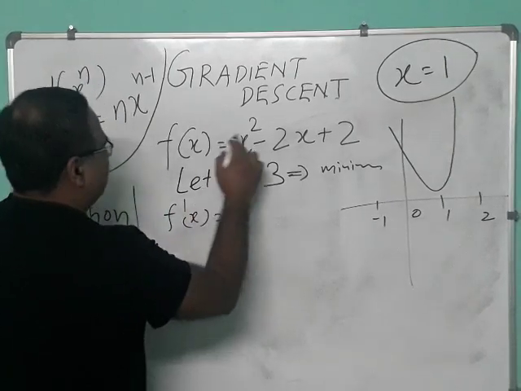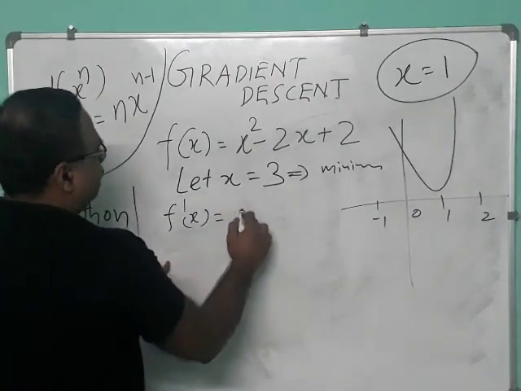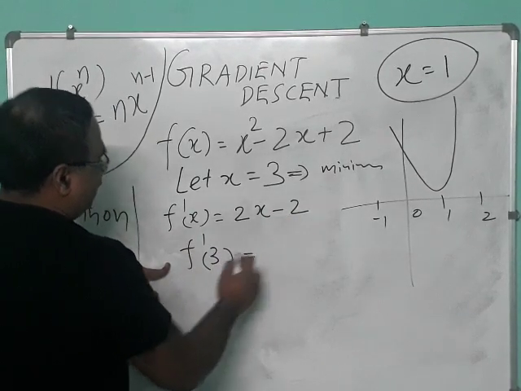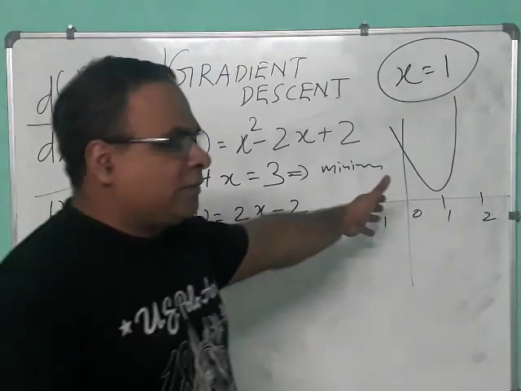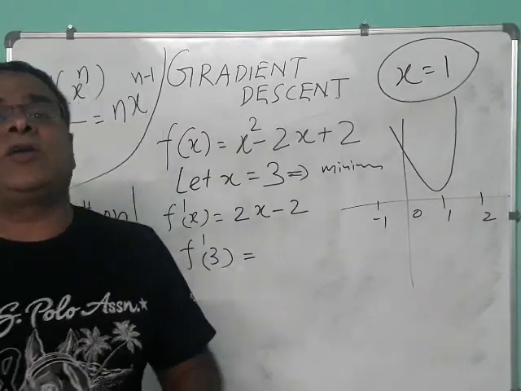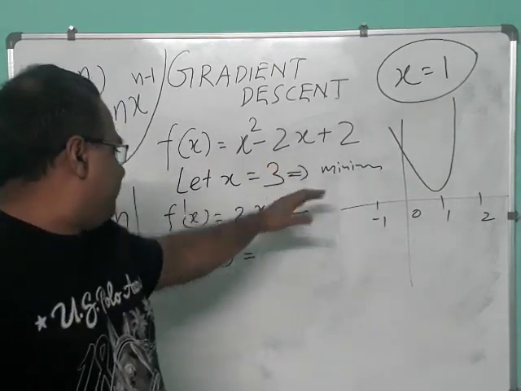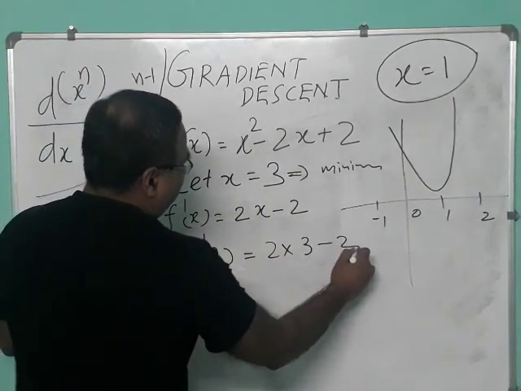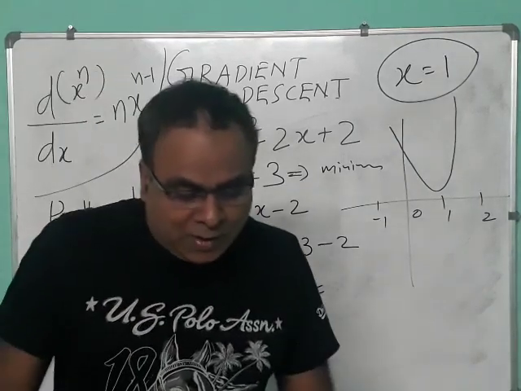So f dash x, as we discussed previously, will be 2x minus 2. Then f dash 3 must be 0. This is the reverse process. How do we find the minimum by the calculus method? We calculate f dash x and then equate it to 0. Right? Then the reverse approach: if this is the minimum, then f dash 3 must be 0. That means 2 into 3 minus 2, that is 6 minus 2, equal to 4. This is wrong. So this is not a minimum, we understood.